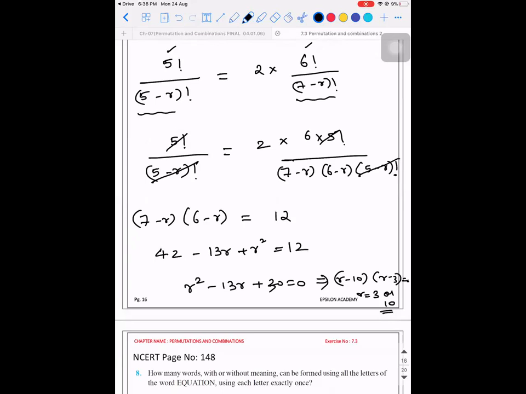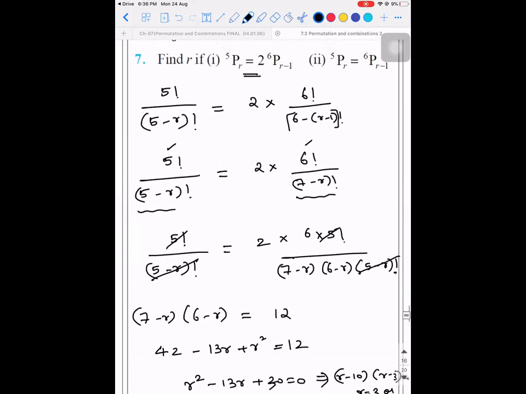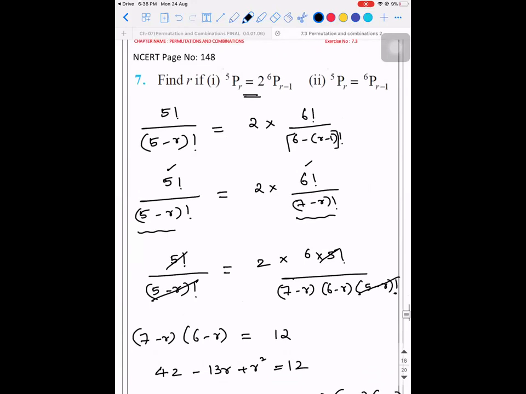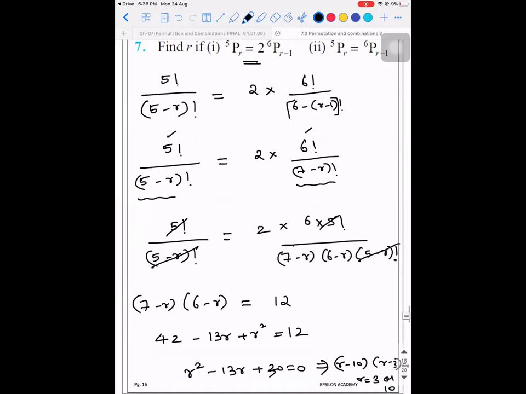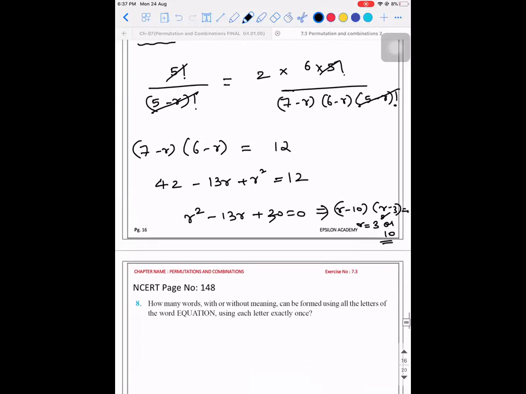Which one should I choose? Should we choose 3 or 10? So when you write nPr, r value should be less than n. If that is the case, which one should be chosen? 3. Yes. So we'll be choosing 3. So r is equal to 3.